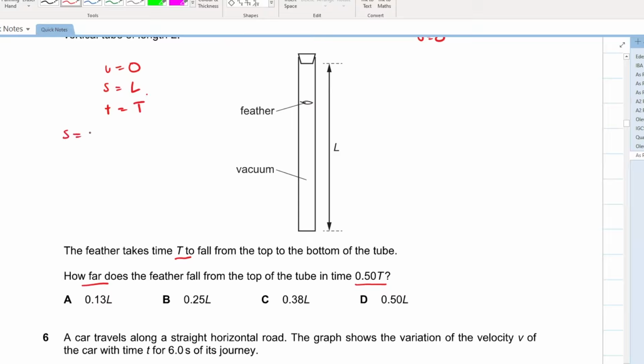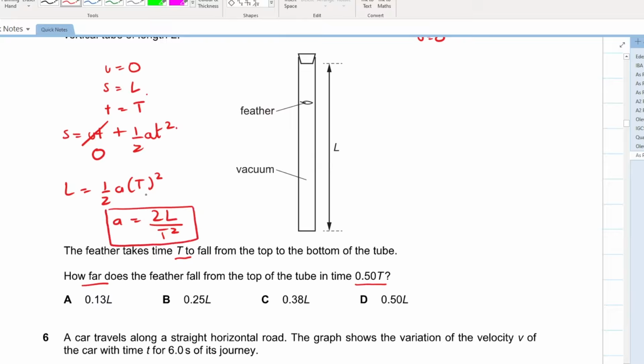Yes. s = ut + ½at². Your u is 0, so this becomes zero. s is L, so L = ½ × a × T². Acceleration comes out to be 2L divided by T². This is your acceleration for the journey. Now you have the acceleration for the journey, 2L/T².